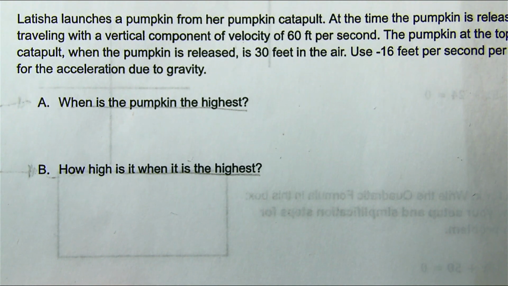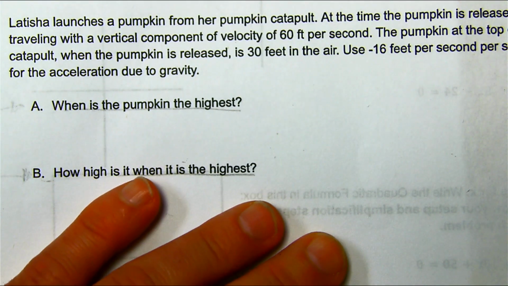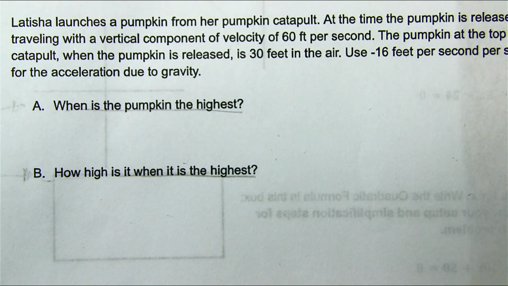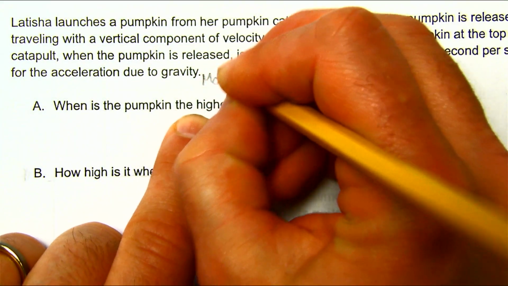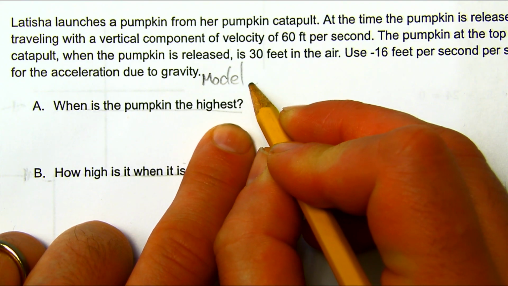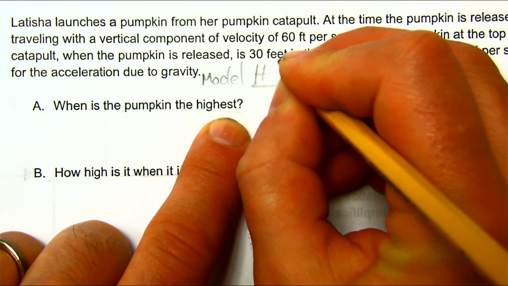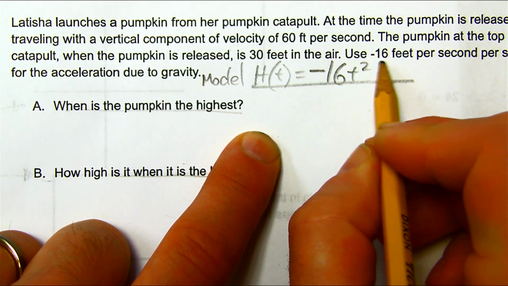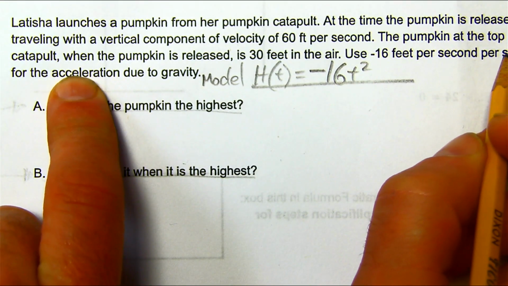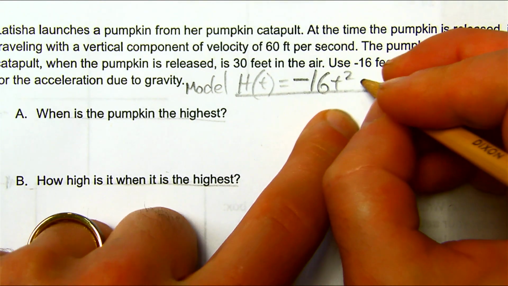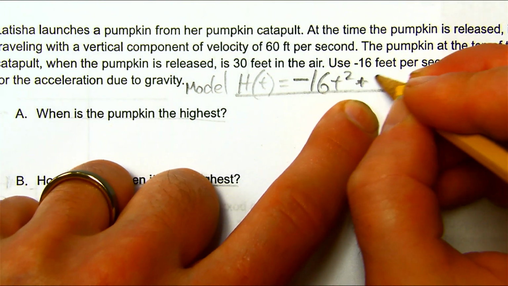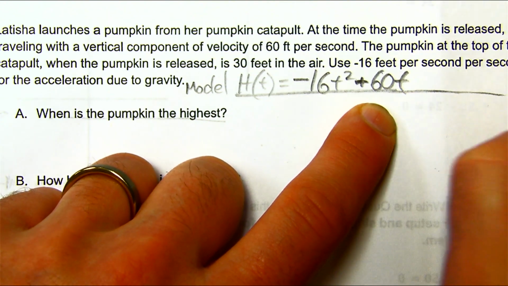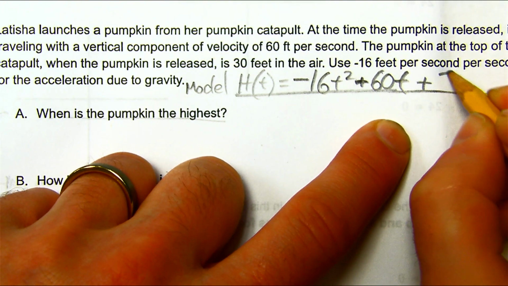Letitia launches a pumpkin from her pumpkin catapult. At the time the pumpkin is released, it is traveling with a vertical component of velocity of 60 feet per second. So on the test tomorrow, it'll say model, or quadratic model function. You'll have to write h of t equals negative 16 t squared. It says to use negative 16 feet per second for the acceleration due to gravity. Plus 60 feet per second times t, plus the height. It starts with 30 feet.